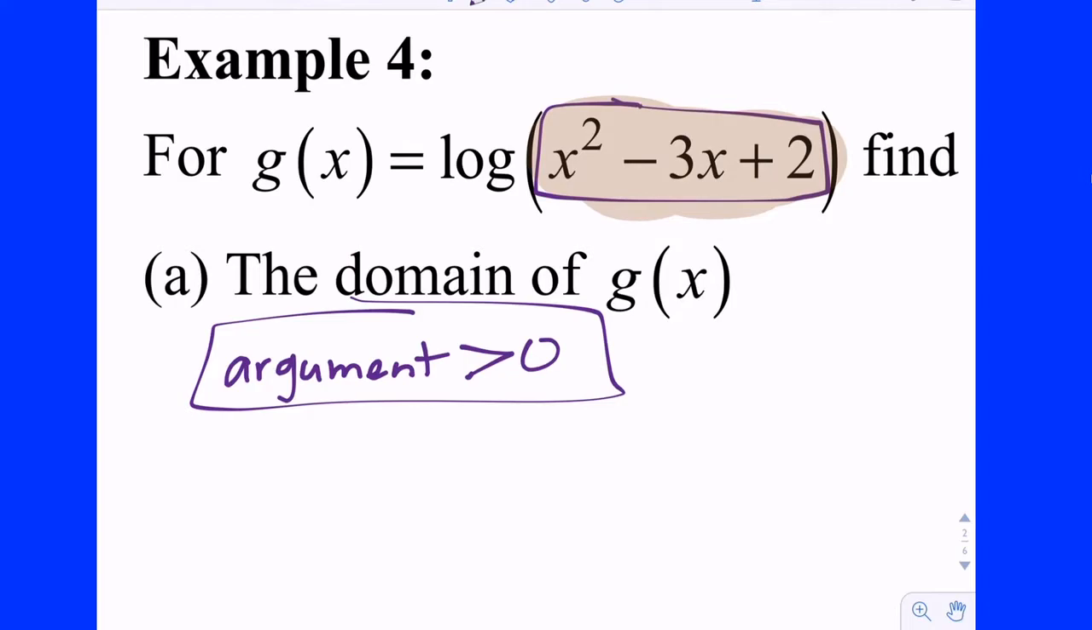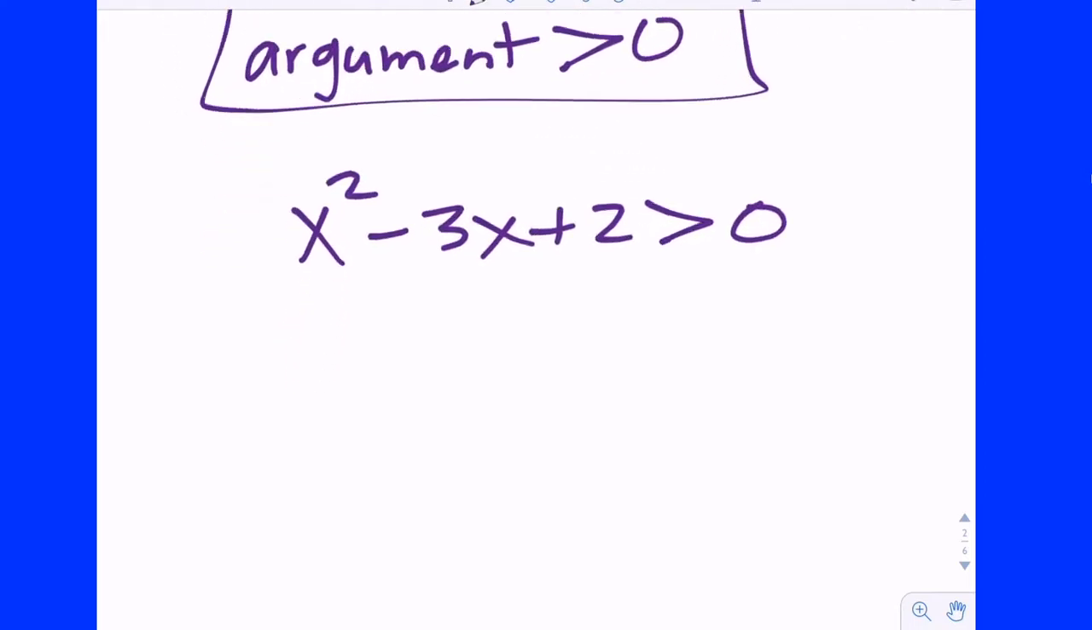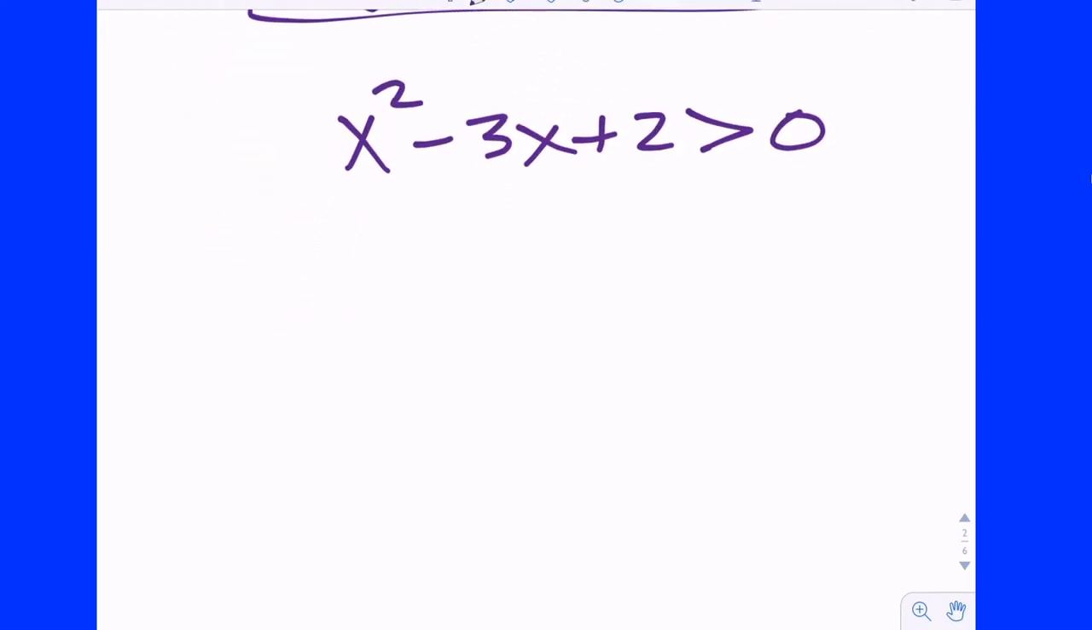And then you solve. So let's do that here on part A. Our argument is the quadratic, x squared minus 3x plus 2, and it has to be positive. By the time we're done picking x's and squaring them and subtracting them from 3 times itself and adding 2, it better be a positive number. So rather than guess and check, we'll solve this. Now, we can only solve certain inequalities purely algebraically, and those are linear. Is this a linear inequality? No. So we solve these some other way, and the easiest way is graphically.